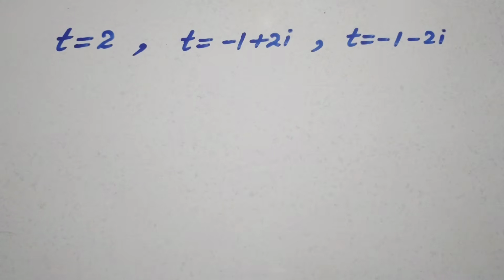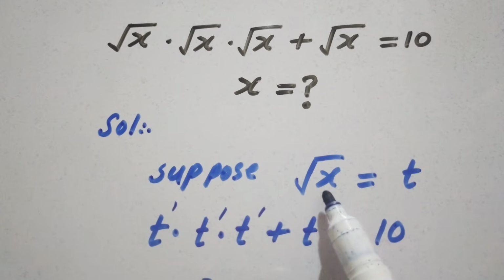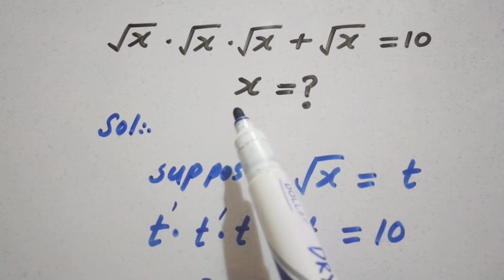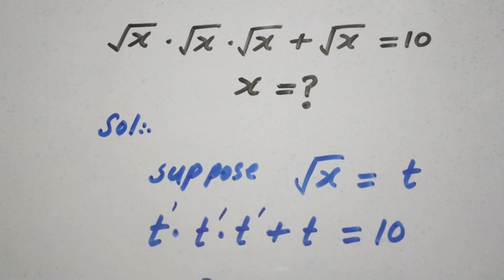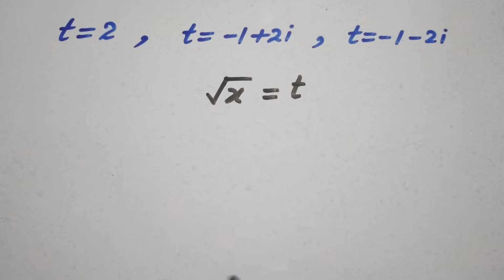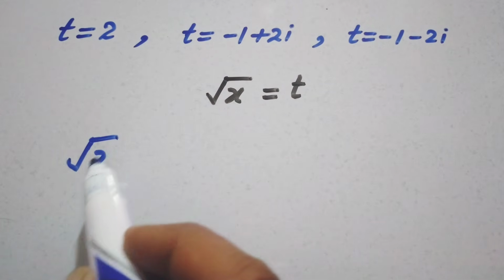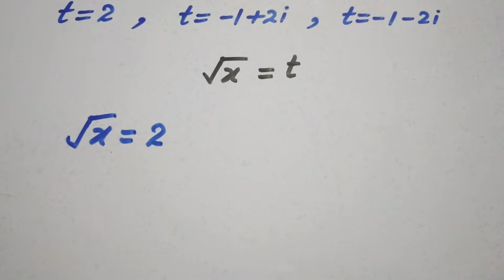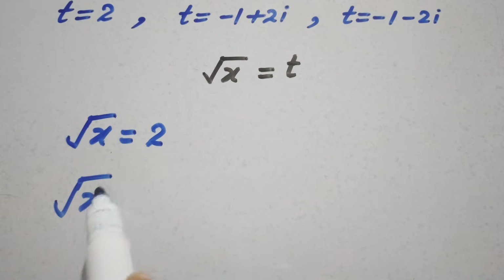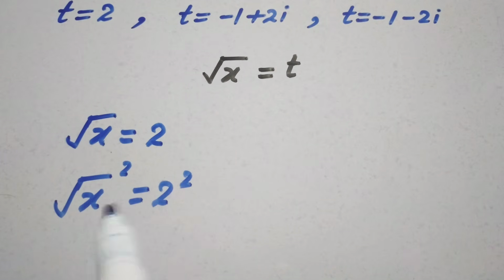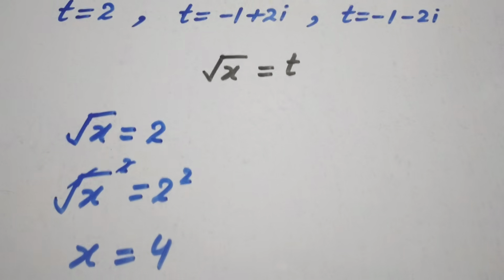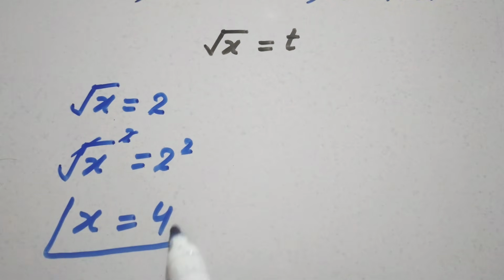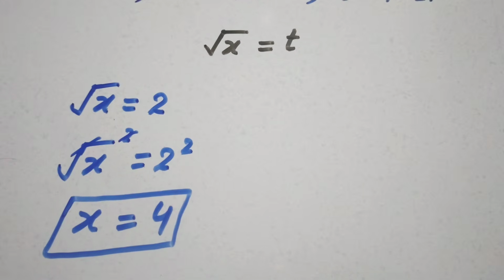Now recall that we have supposed that square root of x is equal to t, and here we are interested to find x. Now square root of x is equal to t when t is 2. So square root of x is equal to 2. Now squaring on both sides, this square root will cancel with this, and here x is equal to 2 squared, which is 4. This is the first value of x. x is equal to 4.